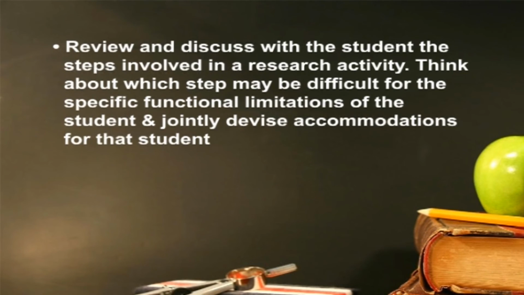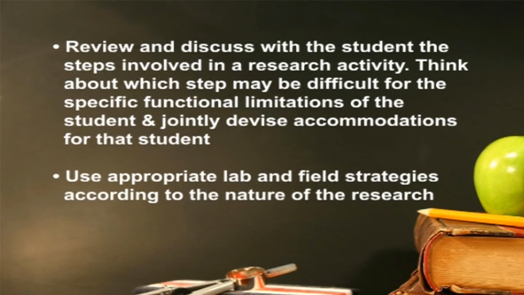Research work can also be done by visually impaired students in science. Some of the adaptations involved: review and discuss with the student the steps involved in a research activity. Think about what step or steps may be difficult for the specific functional limitations of the student and jointly devise accommodations for that student. Use appropriate lab and field strategies according to the nature of the research.